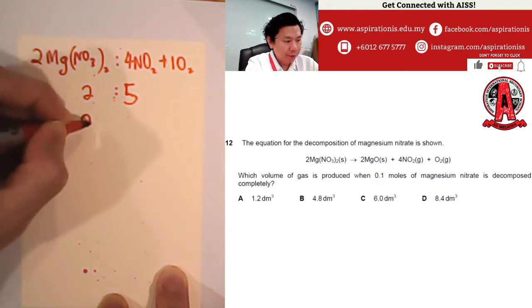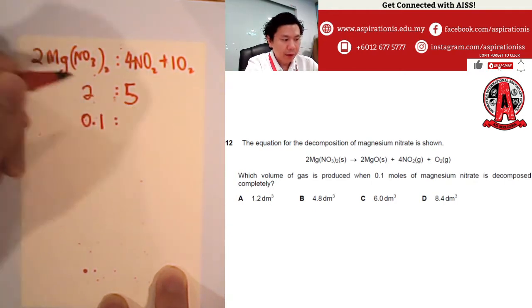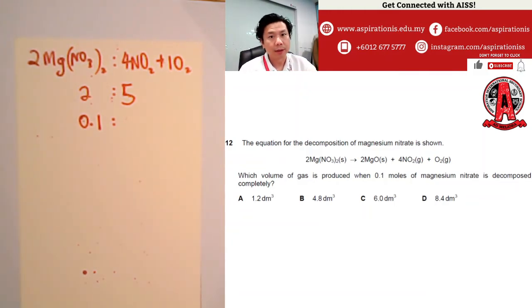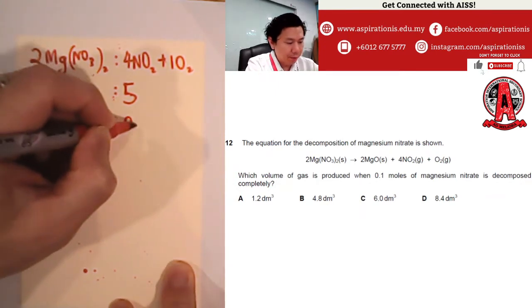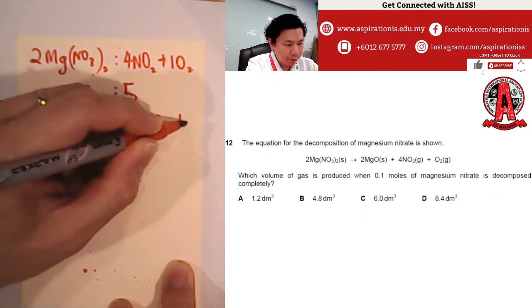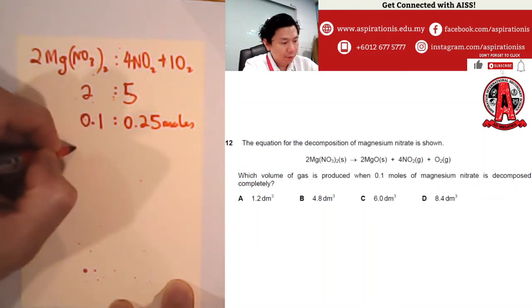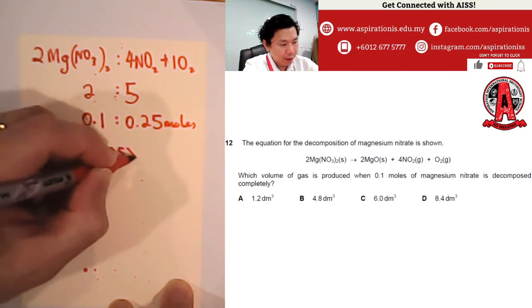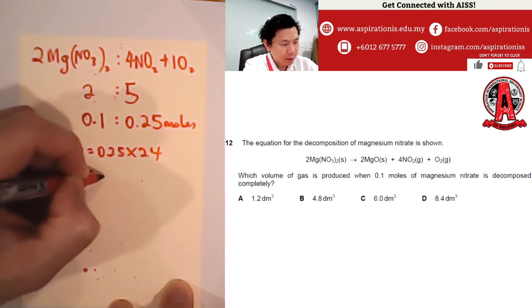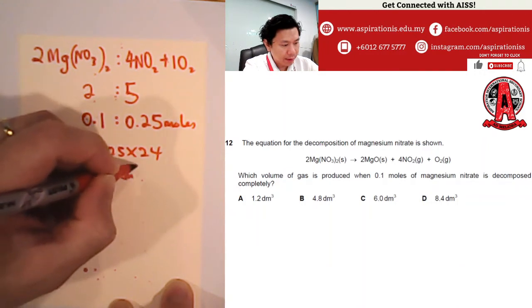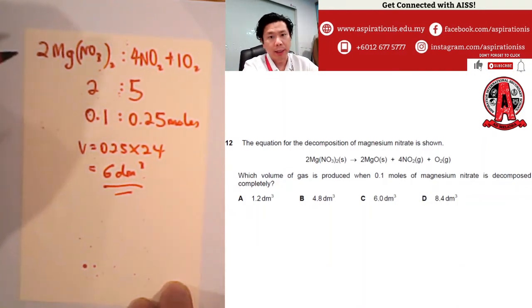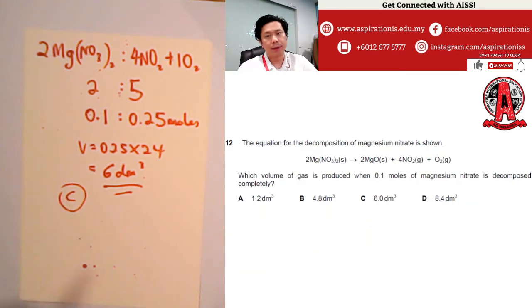So now if you have 0.1 moles here, how many moles of gas do you have? This is just purely ratio. So this is 0.25 moles of gas. So how do you find the volume of gas? Well, volume is equal to 0.25 times 24. So it will be 6 decimeter cube. So the answer to this question is C.